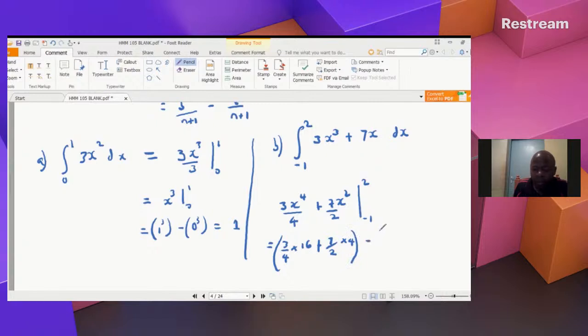Let me now put the lower limits. The lower limit is -1. So I have 3 out of 4. -1 raised to 4 would be 1. Then plus 7 out of 2. -1 raised to 2 would be 1.